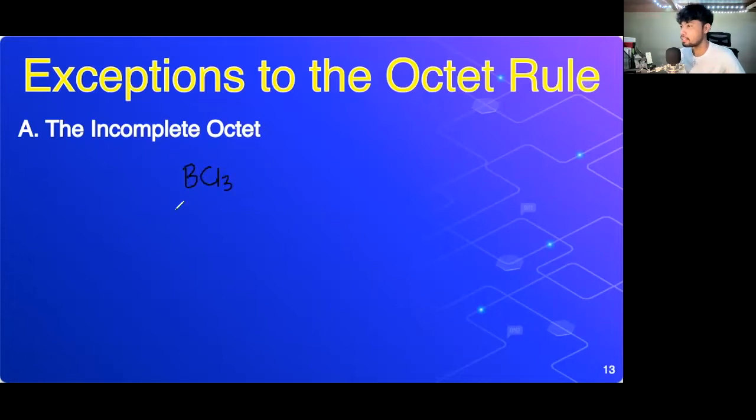So the total number of valence electrons for this compound is 3 for boron and 7 for chlorine. Multiply it by 3 because we have 3 chlorine atoms. So the total is 24 valence electrons. We're going to distribute the 24 valence electrons to boron trichloride.